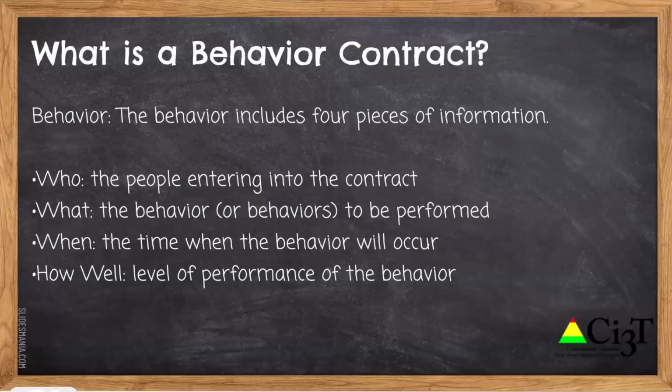So, what level of performance of the behavior do we need to see before that student is considered to be successful, or what is the success criteria for meeting the objective of the goal that we're setting by using this behavior contract?